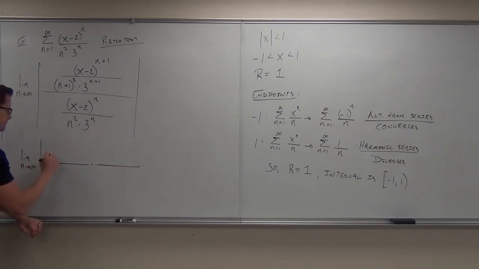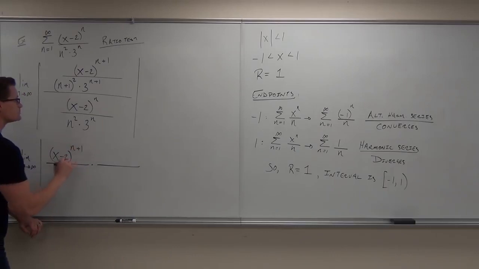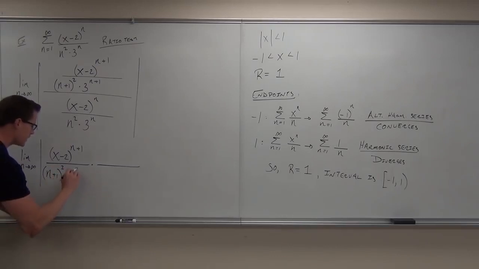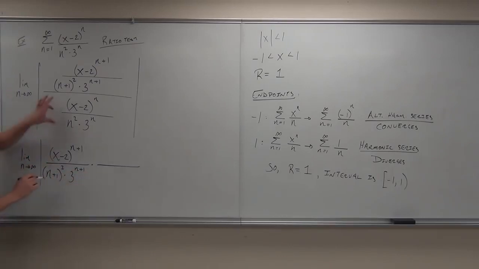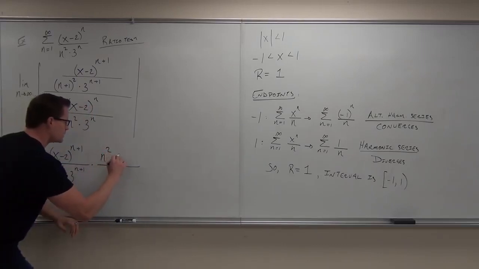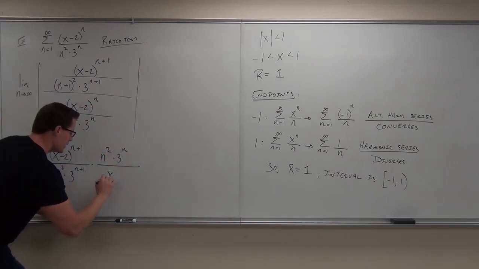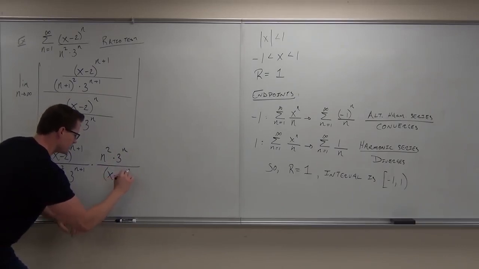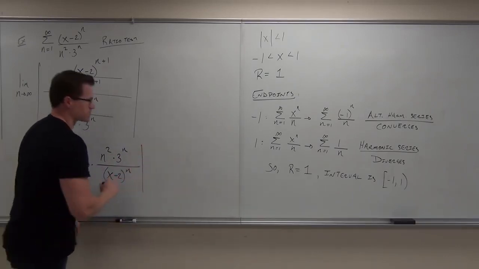So we got x minus 2 to the n plus 1. We got n plus 1 squared. We got 3 to the n plus 1. No problem. Now, multiply by the reciprocal. We got n squared times 3 to the n. We got x minus 2 to the n. And then we still have absolute value.